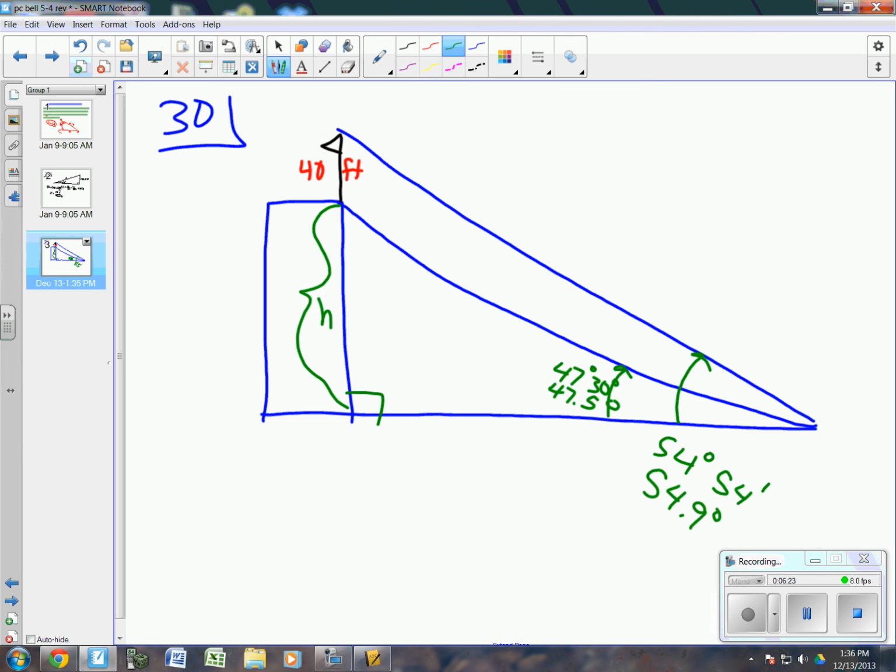Is 40 feet a side of one of those right triangles? No. 40 plus h is one of the sides, right? That's one of the sides of the big one.